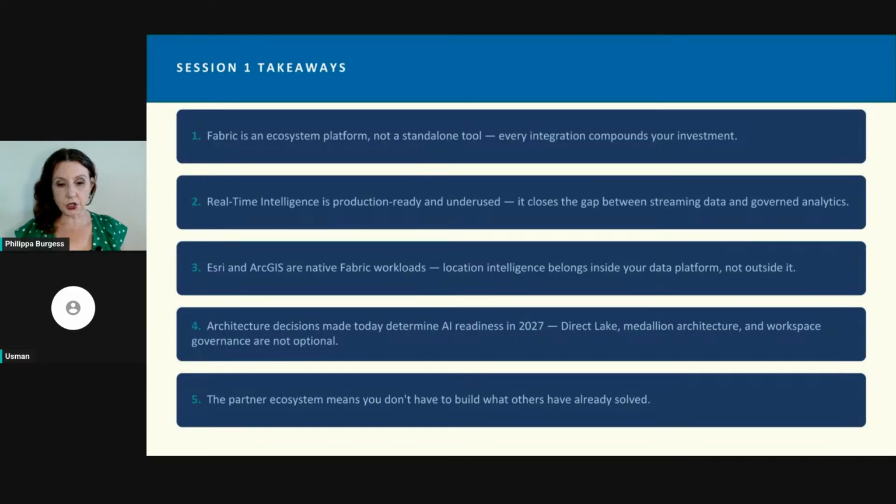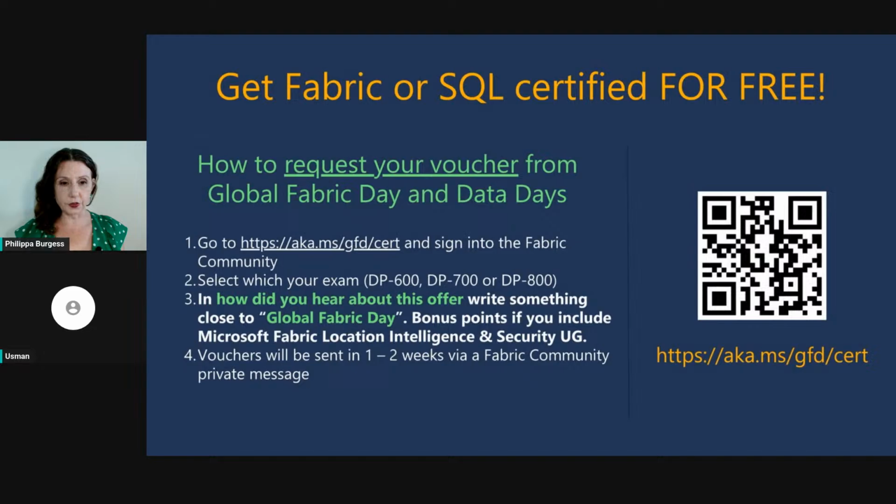Architecture decisions made today determine AI readiness in 2027. Direct Lake, medallion architecture, and workspace governance are not optional. And the partner ecosystem means you don't have to build what others have already solved.